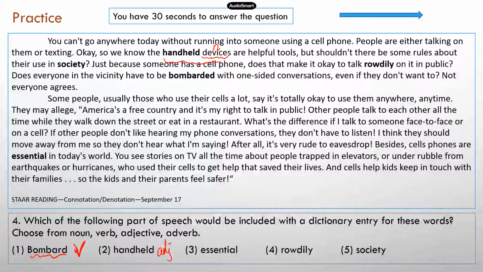Number 3, essential. We learned that essential means important, right? Necessarily needed. So this is also an adjective, right? So it describes cell phones. So for some situations, cell phones are needed, are essential. So adjective. Number 4, rowdily. So rowdily is used to describe a verb, right, which is talk. So rowdily is an adverb. Last one, society. Society is a common noun.